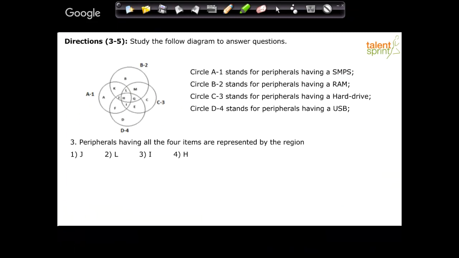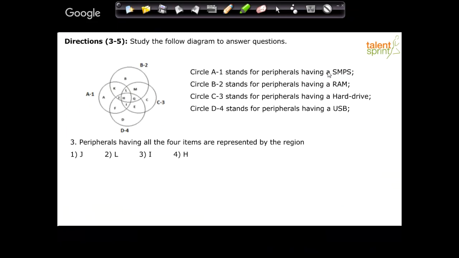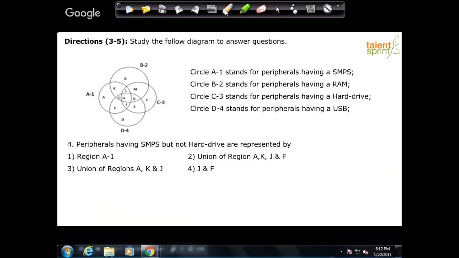Now the next question is again based on Venn diagrams. Here, thankfully, the Venn diagram has been plotted out for us, and we just have to read the Venn diagram, boys and girls. Okay, so they tell us that circle A, which is 1, stands for SMPS. It stands for SMPS.